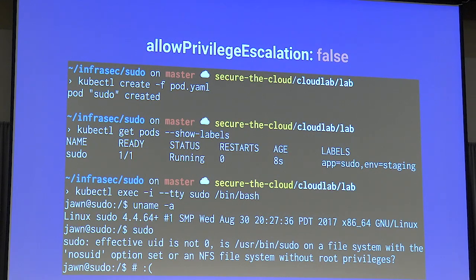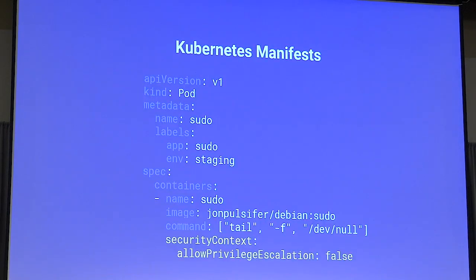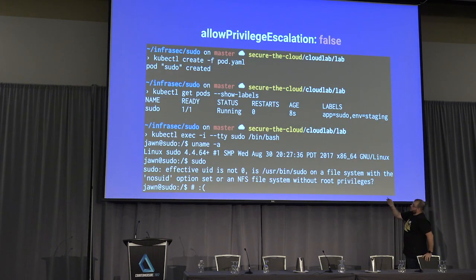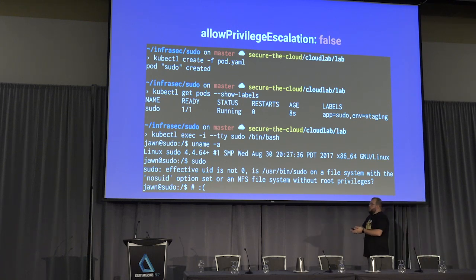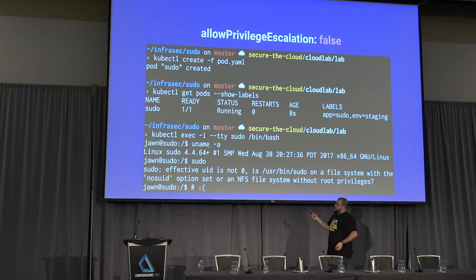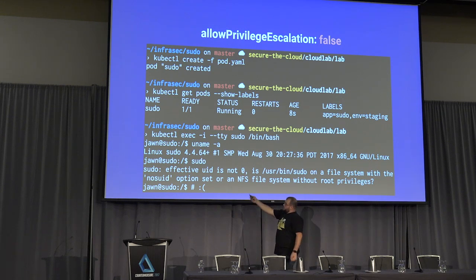Let me digest that for a second. Take a step back. We have this pod.yaml, and we're going to create it against our Kubernetes. So I'm talking to the API server on the master. It says, I want to create this workload, do the thing. Then I made sure to get the pods, as in give me a list of all the pods that are running, and please show me their labels. And that's what I did in the second command. And you can see that app sudo, environment staging. And then I entered the pod, and I did a uname -a, just to show you that, look, there's the kernel that I'm running on.